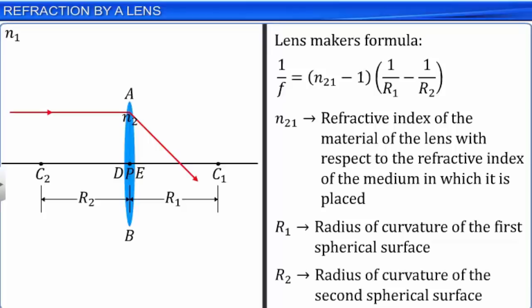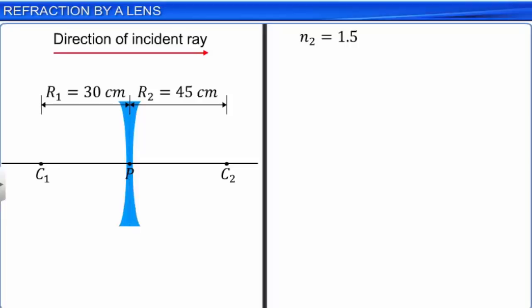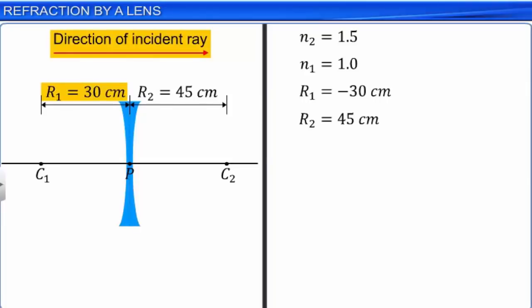Let us apply the lens maker's formula to find out the focal length of a double concave lens of glass of refractive index 1.5 placed in air and with radii of curvature 30 cm and 45 cm respectively. It is given that N2 is equal to 1.5, N1 is equal to 1, R1 is equal to minus 30 cm and R2 is equal to 45 cm. Note that since R1 is measured in the direction opposite to that of the incident ray, it is taken with a negative sign. Substituting these values in the lens maker's formula and on further simplification, we get F is equal to minus 36 cm.